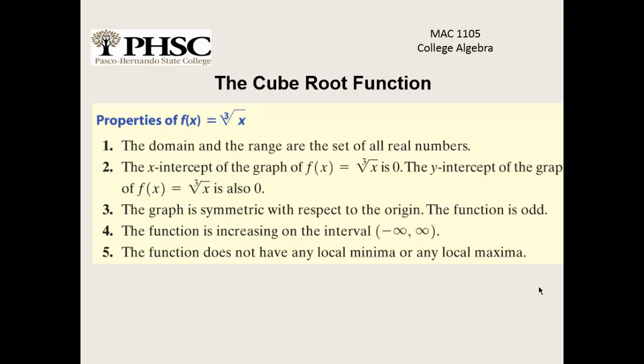So the next function is the cube root function. Again, the domain and range is the set of all real numbers. The x-intercept of the graph is 0, and the y-intercept of the graph is also 0. Now the graph is symmetric with respect to the origin, so that means that the function is odd. And again, the function is increasing on the interval from negative infinity to infinity, and the function does not have any local minima or local maxima.